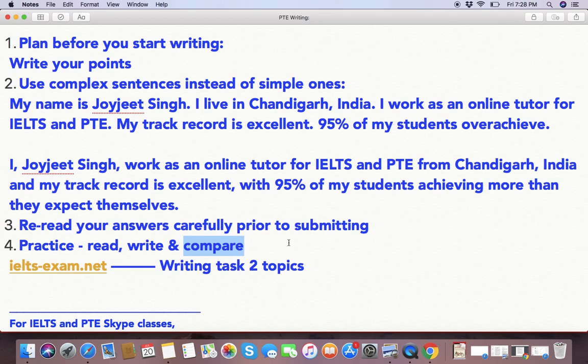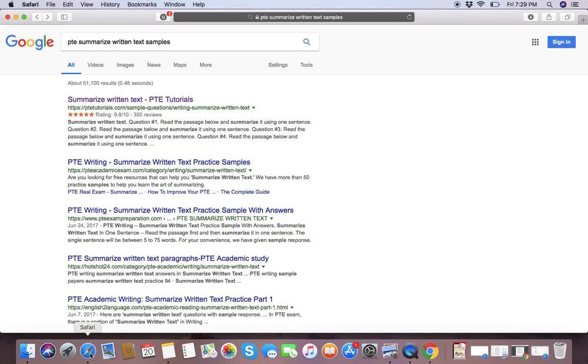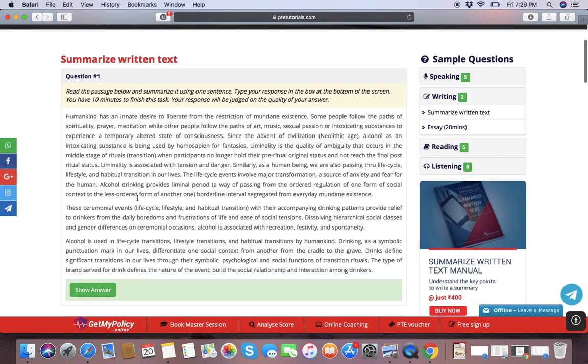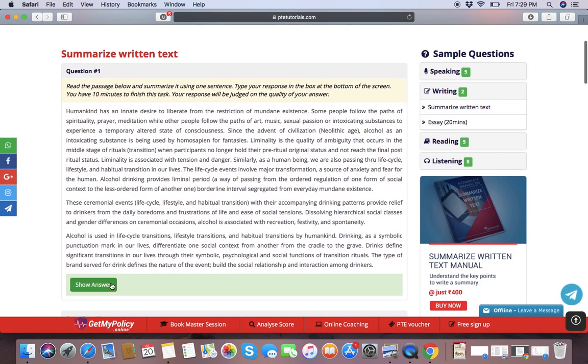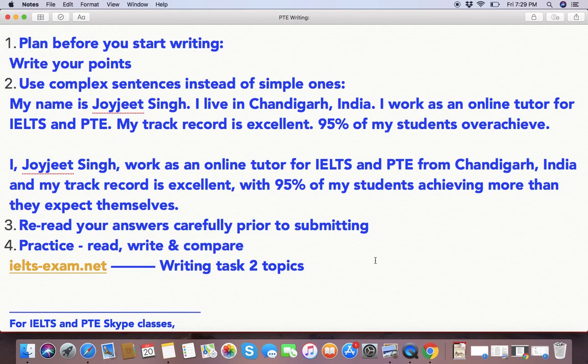So read, write, and compare, and guys, practice. The amount of time and effort you put into this is going to get you the output, so practice as much as you can. Now for summarized written text, you can do the same. Simply go to Google and look for PTE summarized written text samples. Just choose the first website, ptetutorials.com. This is the question, and then they provide their own answer as well. So read the question, attempt it, and then compare your answer with their answer. So this is the number 4. Read, write, and compare, practice.